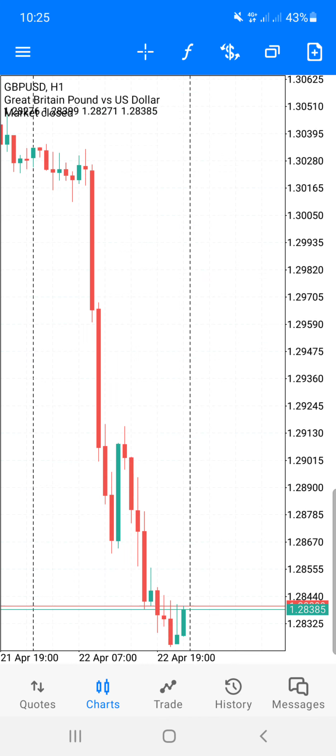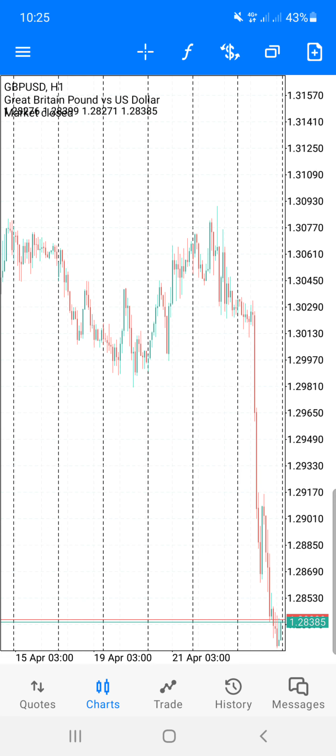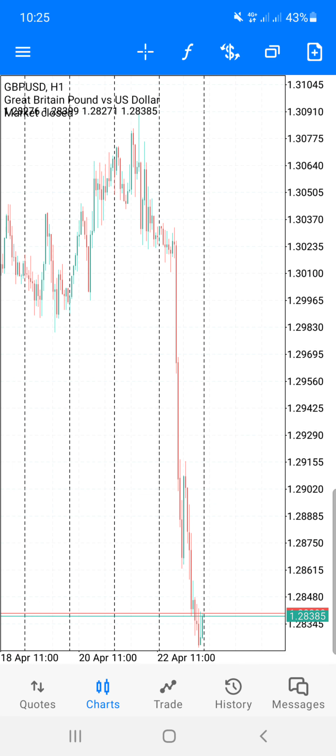Okay. Now, this is GBP USD, and if you notice, there's no indicator or anything in the chart. It's a bare clean chart. So the first thing you need to do to add your indicators is to click on this F sign here. Let me use red to make it clearer. This F sign, right? So the first thing you do is click on this.